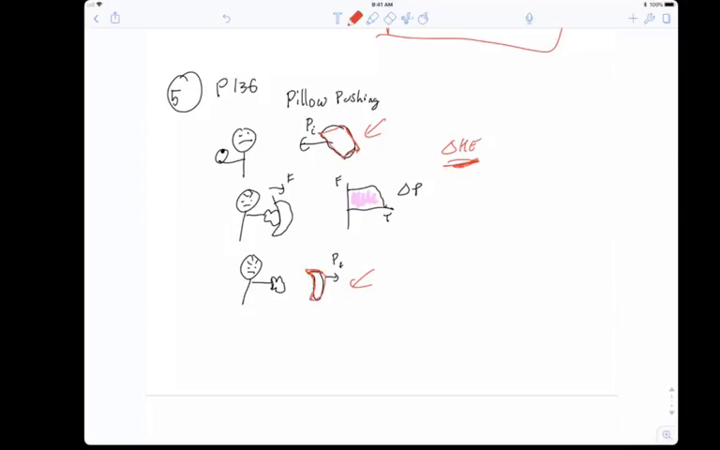So you can try this at home. Go home, punch a pillow. Punch a pillow at your parent. Don't do that. Don't abuse anybody because I told you to. I'm just alliterating here.